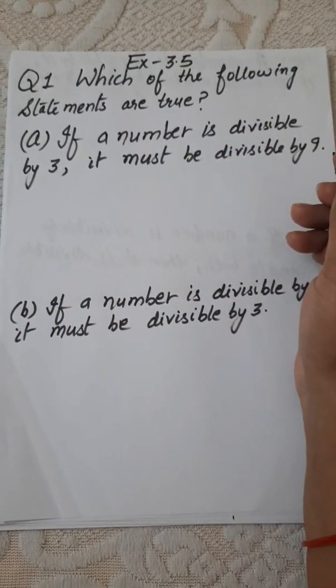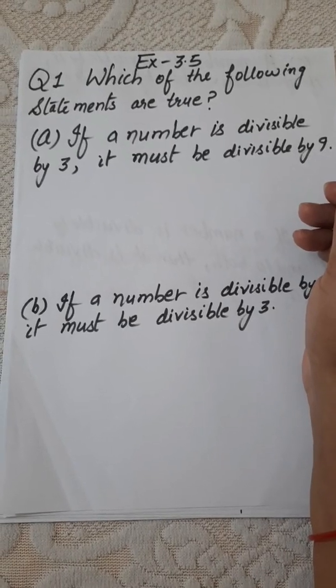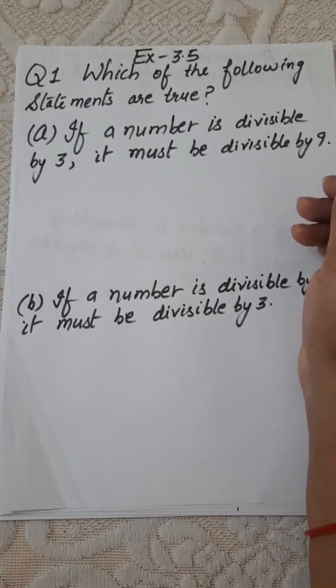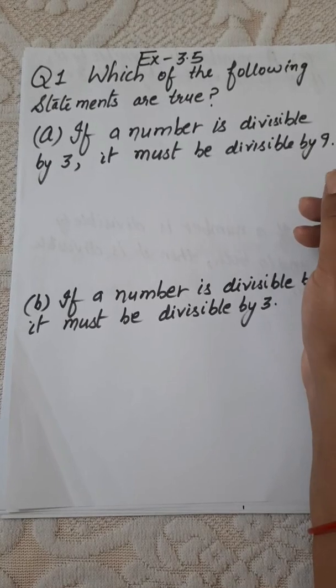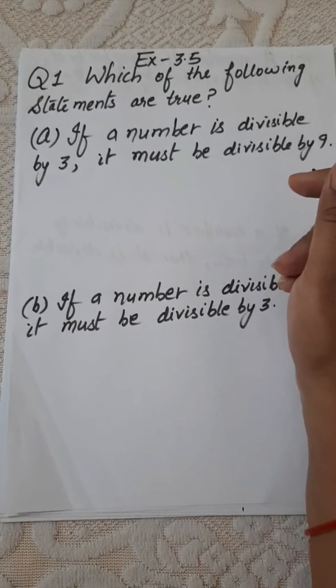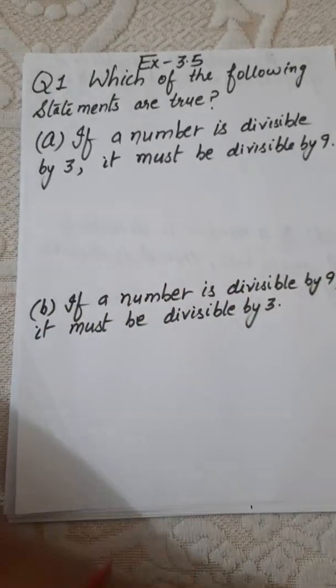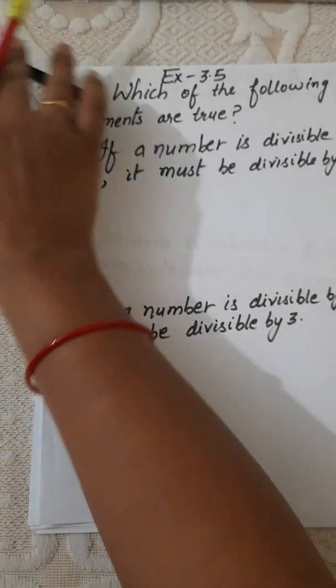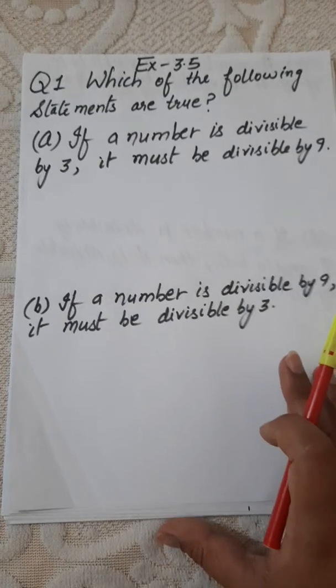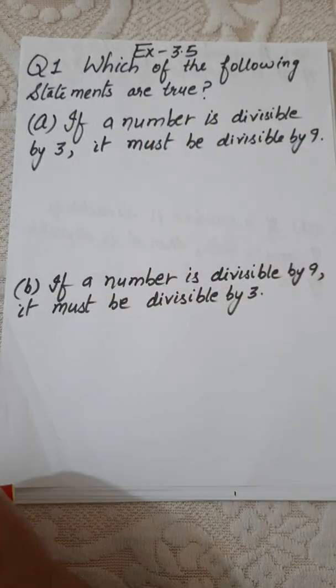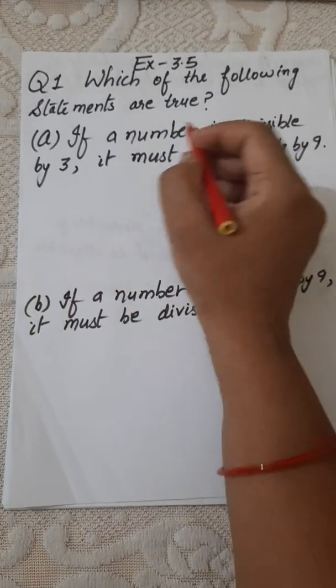Let's start exercise 3.5. The first question of exercise 3.5 is, which of the following statements are true or false? Here we have some statements, and we have to write whether the statement is true or not. Now the first one is, if a number is divisible by 3.